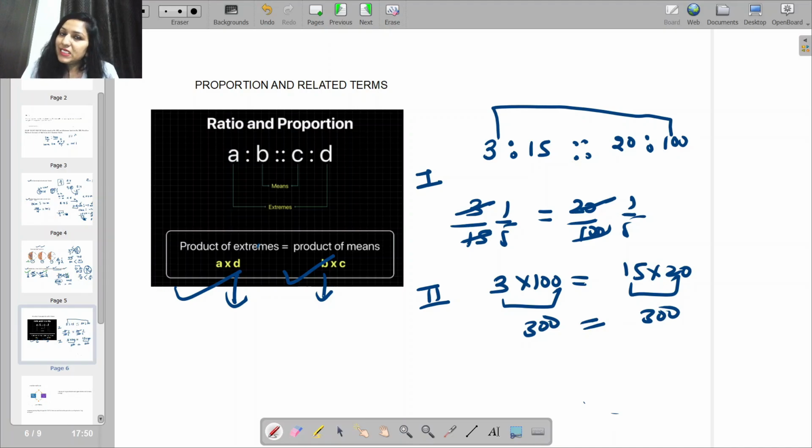Which are the extreme terms here? First and the last one. 3 and 100, extremes. Which are the mean or the middle terms? 15 and 20. Done? Sorted? So this is all about proportion. Mean terms, extreme terms, product of extremes and product of means should be equal. Or we can say that if two ratios are equal to each other, they are said to be in proportion.